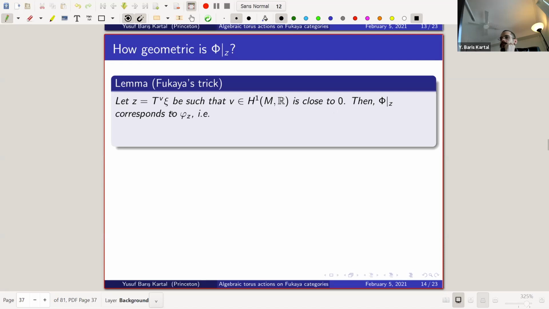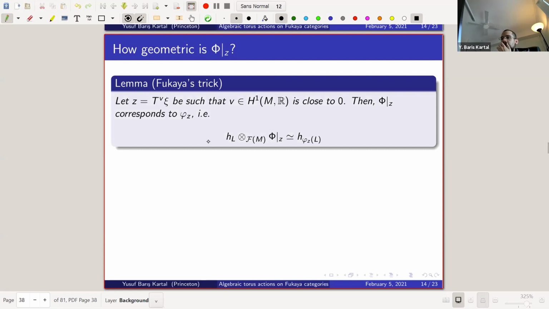You can just ignore this part here and focus on the T to the V part if you like. Then the bimodule, phi restricted to Z, a single bimodule, corresponds to the symplectomorphism local system pair phi Z that I constructed at the very beginning. Corresponds to means it acts the way phi of Z would act, but I have some scarier notation for that.